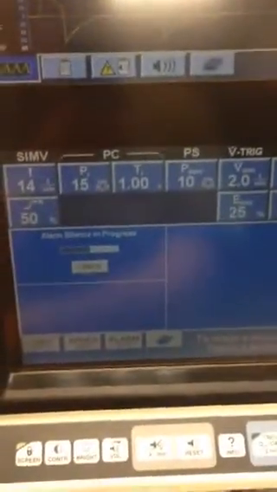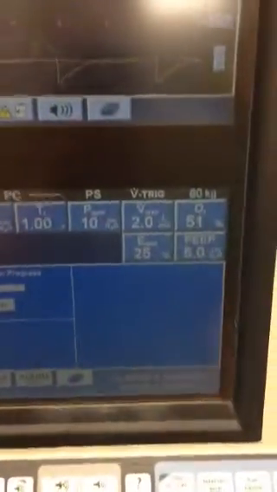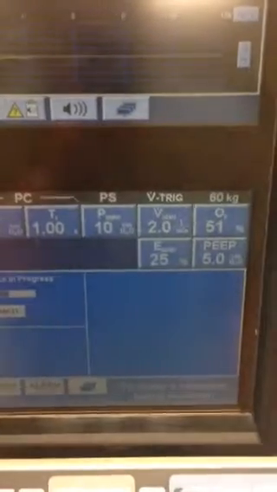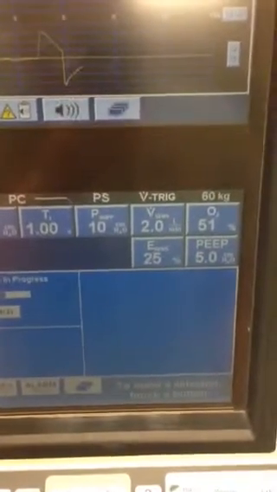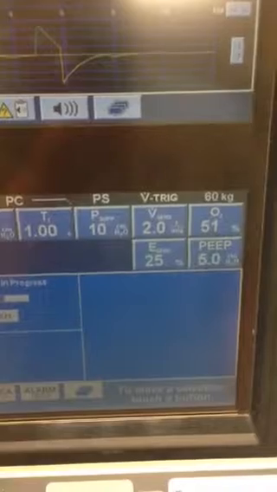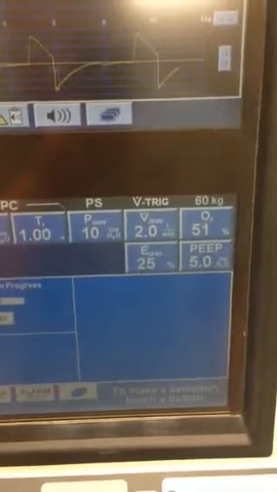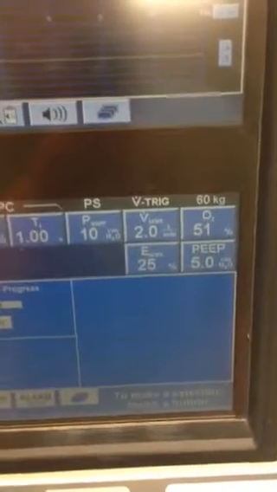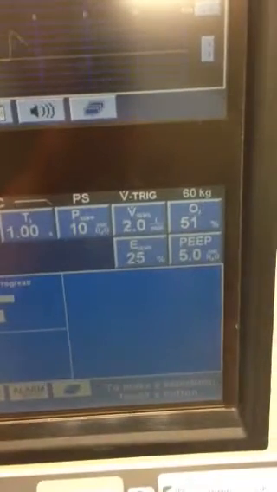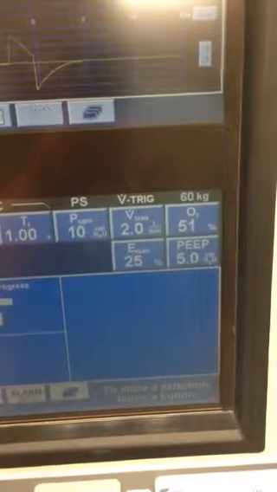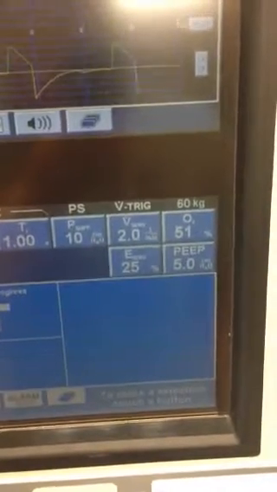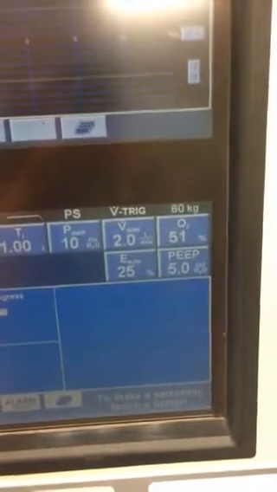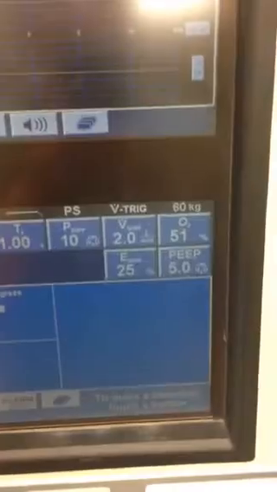And then we have the E-sensitivity, which we have set at 25%. It can be set anywhere from 5 to 80%. It is the percentage of peak inspiratory flow needed to terminate an inspiration or initiate exhalation. The higher the E-sensitivity is set, the decrease in I time, and the lower the E-sensitivity is set, the increase in I time. It can also be used for ventilator desynchrony.